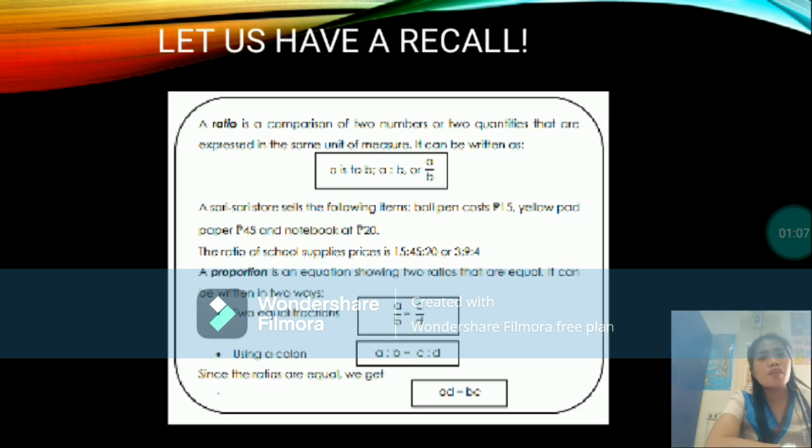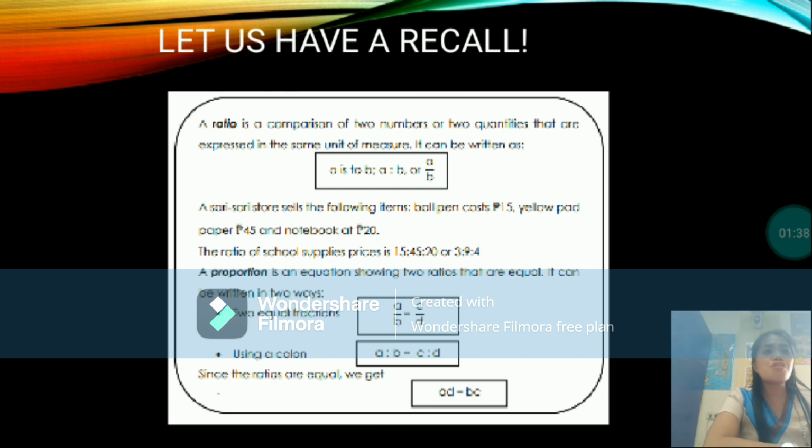Okay, so let's have a recall. A ratio is a comparison of two numbers or two quantities that are expressed in the same unit of measure. It can be written as A is to B, or A:B, or A over B. The middle one there uses the colon, meaning that the two quantities are being separated by a colon.